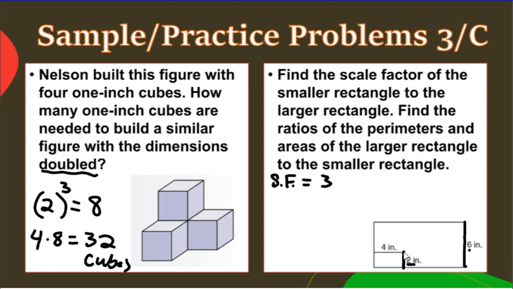And then it says find the ratios of the perimeters and areas of the larger rectangle to the smaller rectangle. So the perimeter scale factor would equal, from the larger one, 3 to 1. And then the area scale factor ratio, now dealing with area, we would have to square each part. So 3 squared would be 9, 1 squared would be 1. So you would have a scale factor of 9 to 1 for the area scale factor.